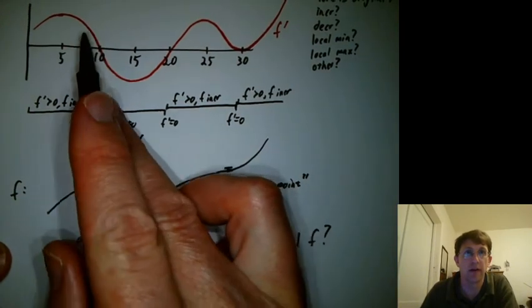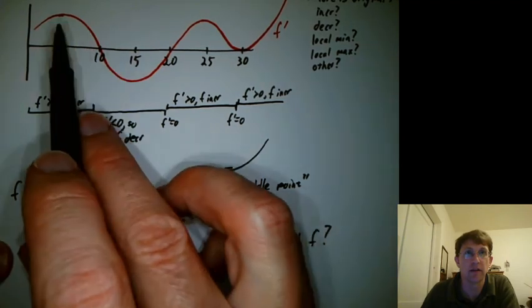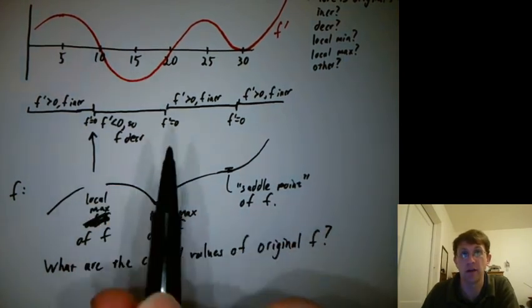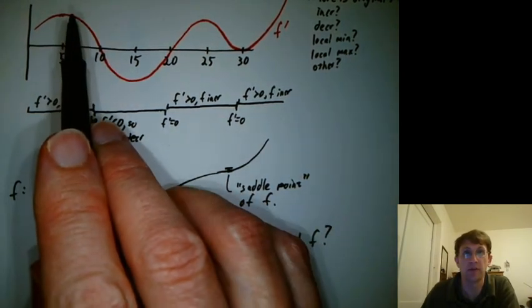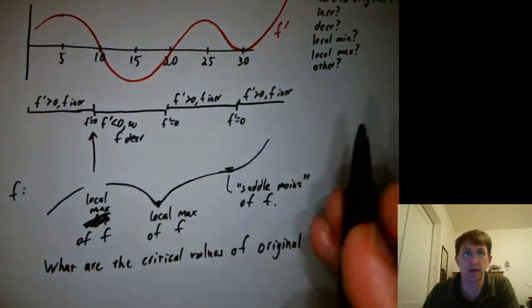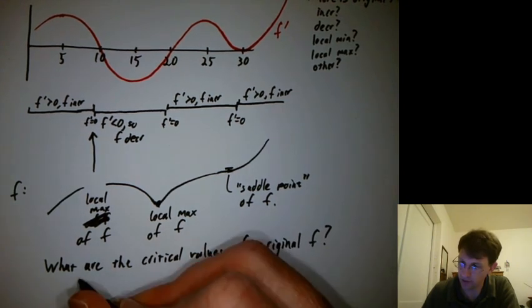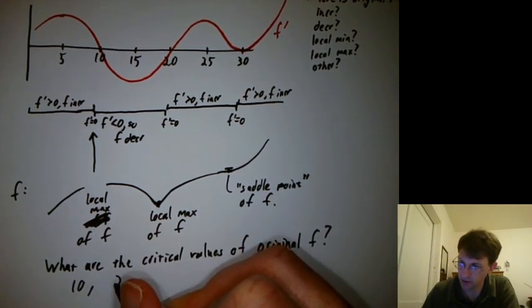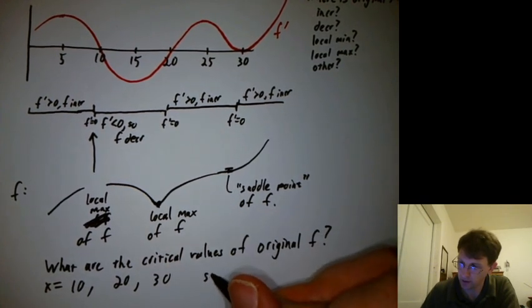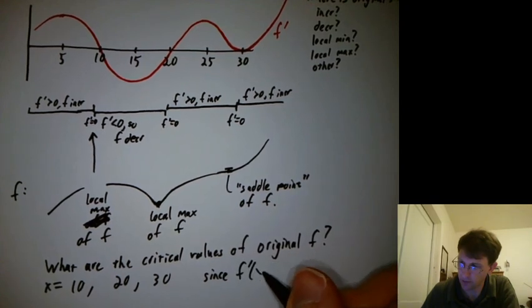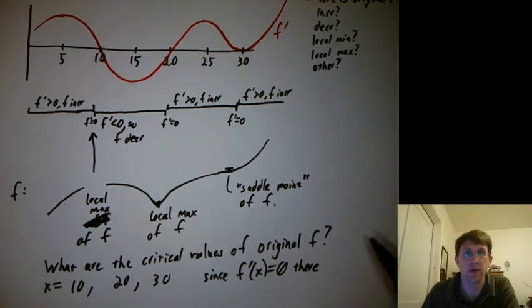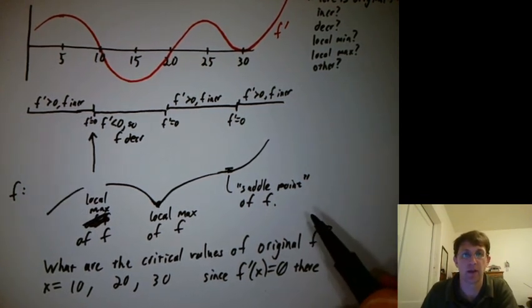So is 5 a critical value of the original function? Because this has a horizontal tangent there. But remember, this is f prime, not f. So where f prime has a local min or max doesn't matter. It's where f prime is 0 or DNE. Those are the critical values. So the critical values of f are at 10, 20, and 30 here, since f prime is equal to 0 there. And there are no places where f prime fails to exist. All right.